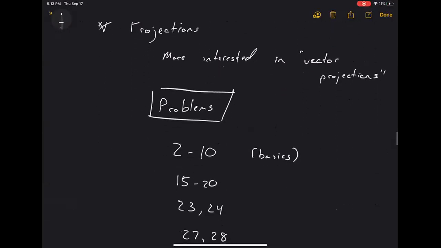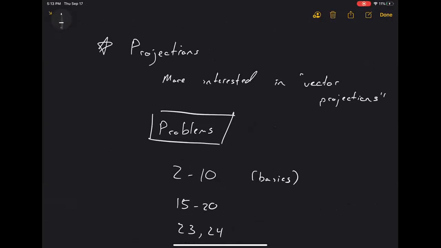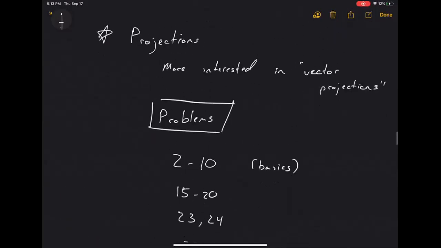Okay. Projections. Now I could probably speak for hours about projections. I'll say you should be able to take the projection of one vector onto another. Be careful not to get it backwards, right? The projection of u onto v is not necessarily the same as the projection of v onto u. Okay, so you've got to be careful there.